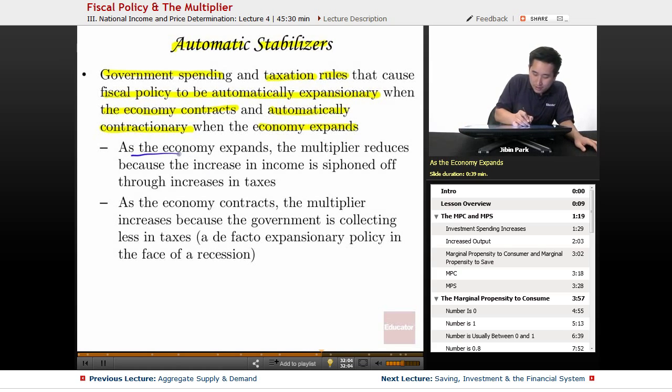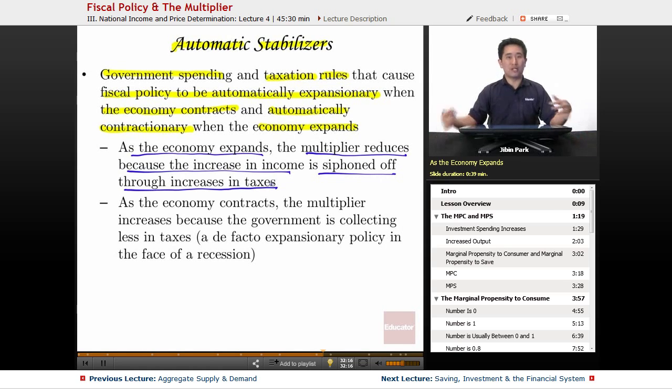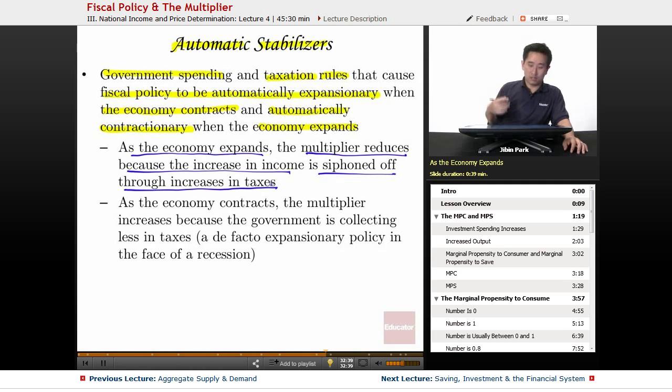As the economy expands, the multiplier reduces, because the increase in income is siphoned off through increases in taxes. People aren't going to spend as much money, because as income increases, with a progressively higher tax rate, more taxes are taken out. So the spending multiplier, the amount of money circulating in the economy, is going to be reduced because of the increase in the tax rate.